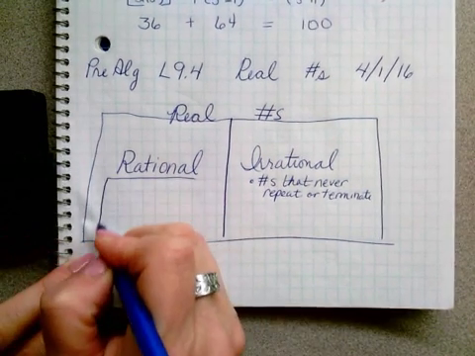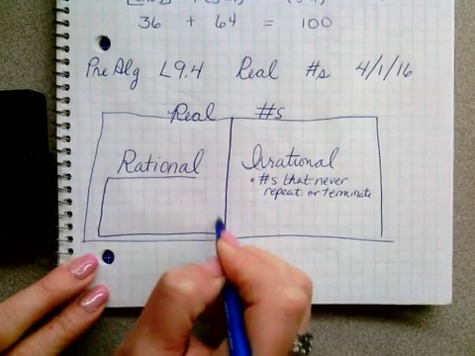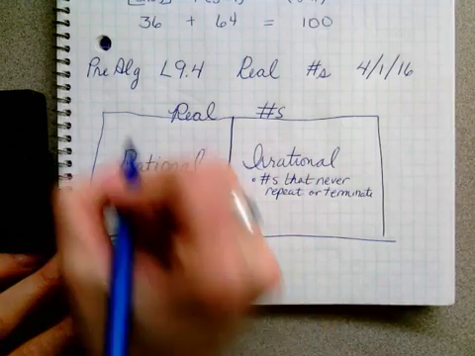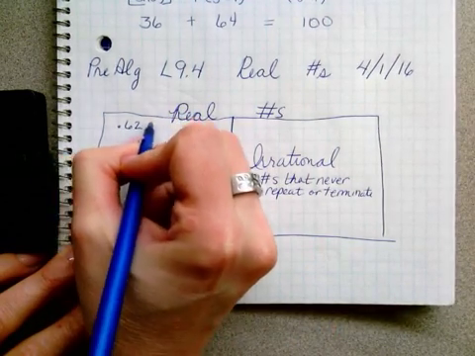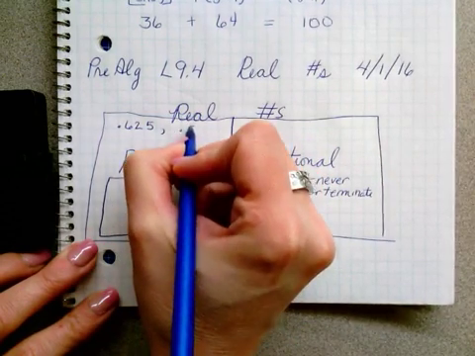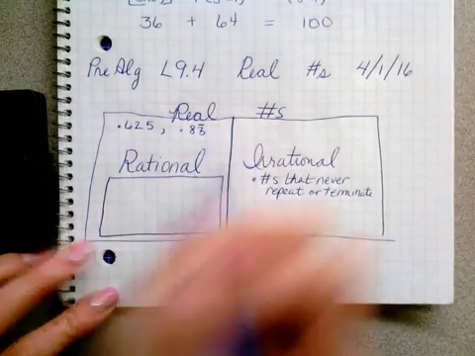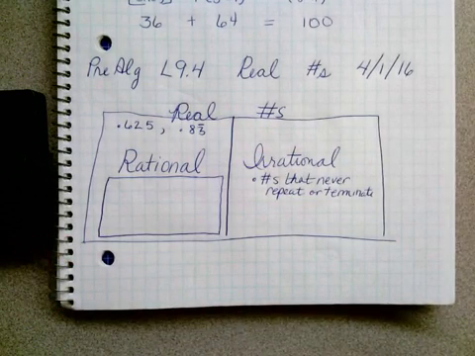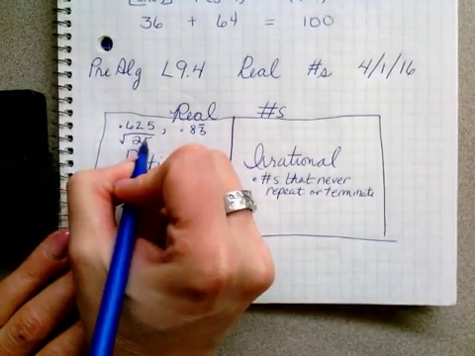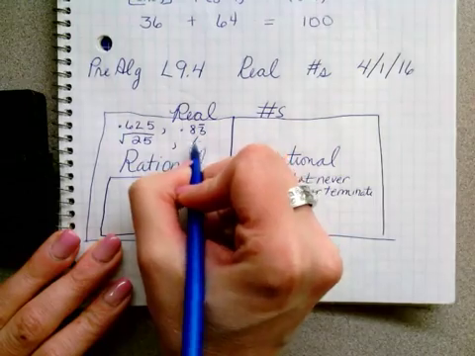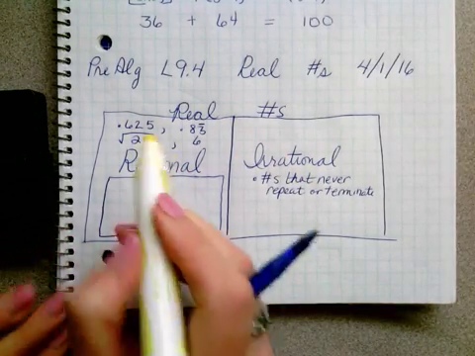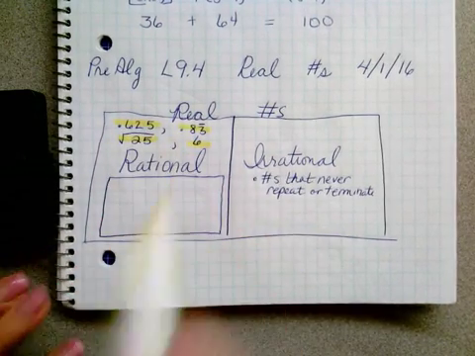Now, rational numbers might include, say, 0.625 might be a rational number. 0.83 with a repeater, right? Those are some examples of what might be rational. The square root of 25 might also be rational. And how about the magic number 6? Those are all examples of numbers that are rational. Okay?